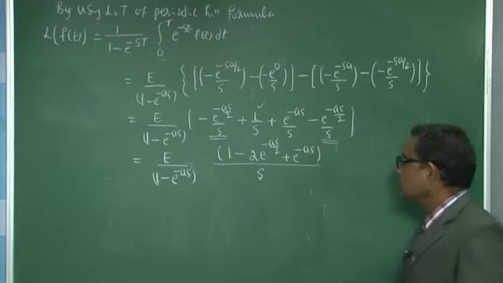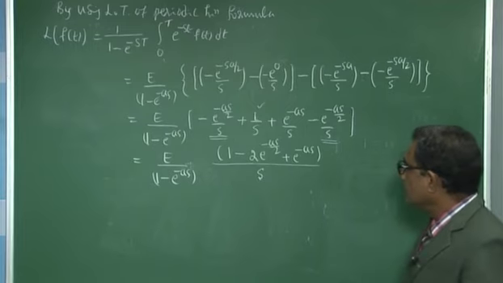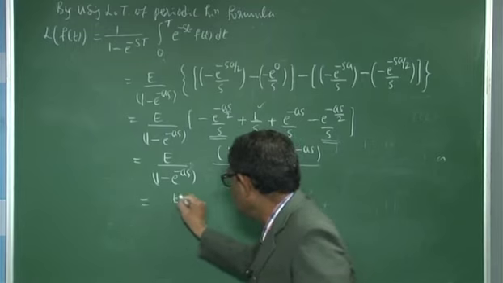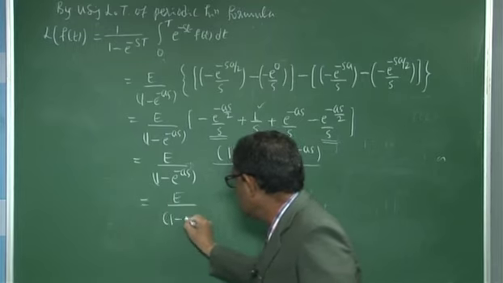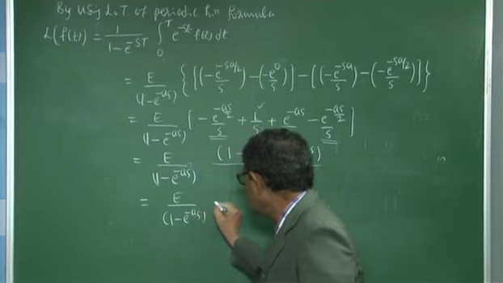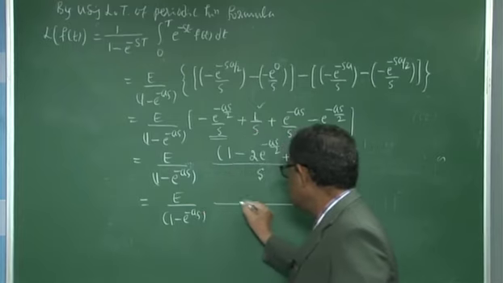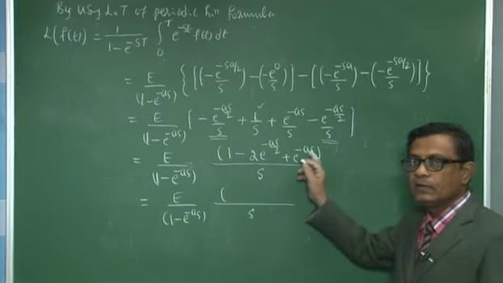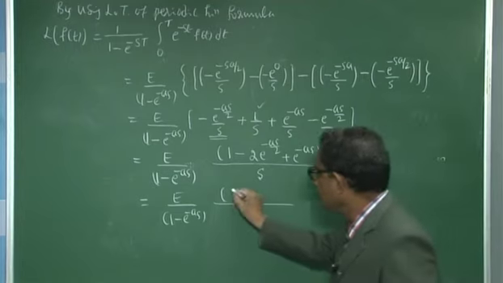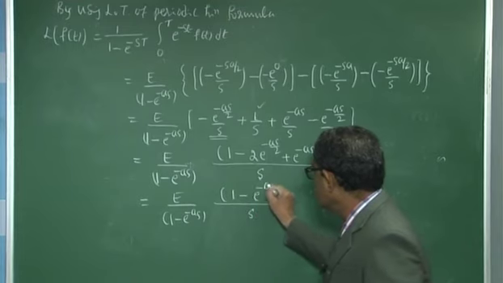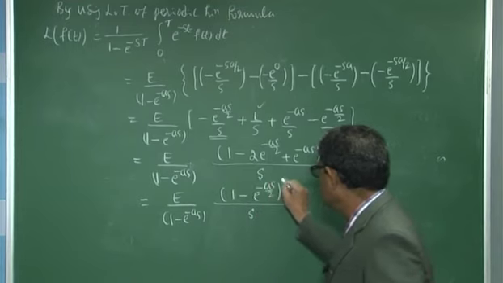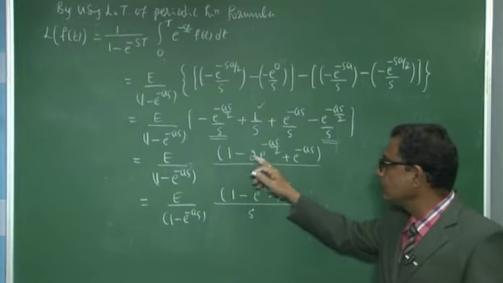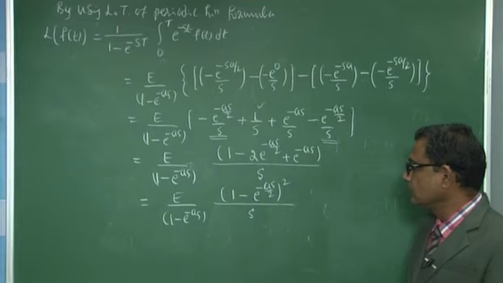Now you can simplify. How you are simplifying? Now this is e by 1 minus e raised to minus as. Denominator s as it is. How you are simplifying this numerator? A minus b whole square, 1 minus e raised to minus as by 2 whole square. A minus b whole square is a square minus 2ab plus b square.